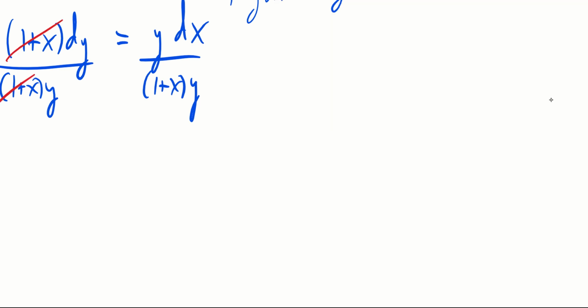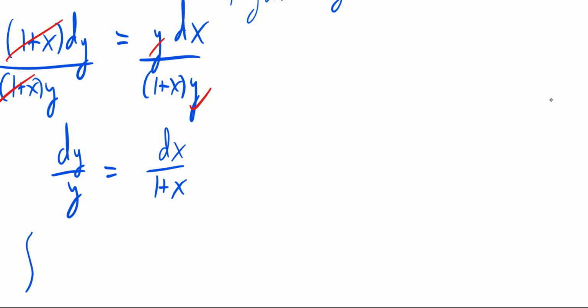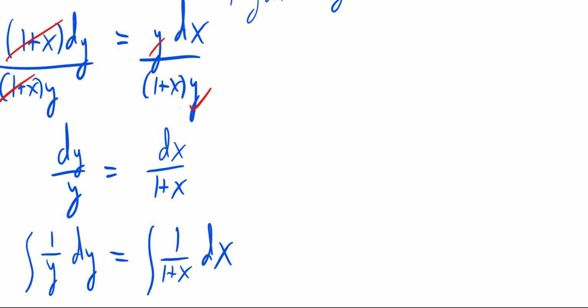When we do that, on the left-hand side, the 1 + x's cancel, and we get dy over y. On the right-hand side, the y cancels, and we have dx over 1 + x. A function of y on the left-hand side with dy, a function of x on the right-hand side with dx. So we can now solve this differential equation by integrating both sides. I'm going to write this as the integral of 1 over y dy, and the right-hand side as the integral of 1 over 1 + x dx.